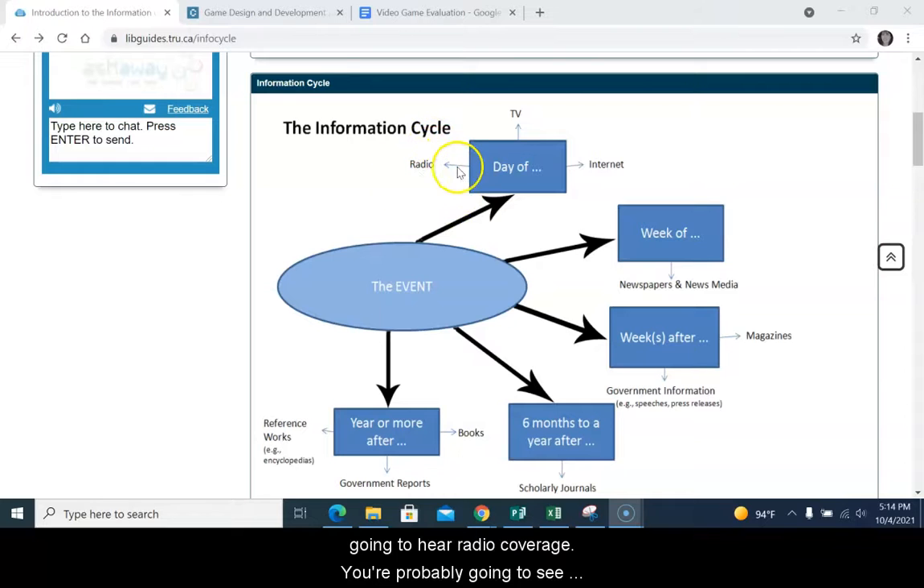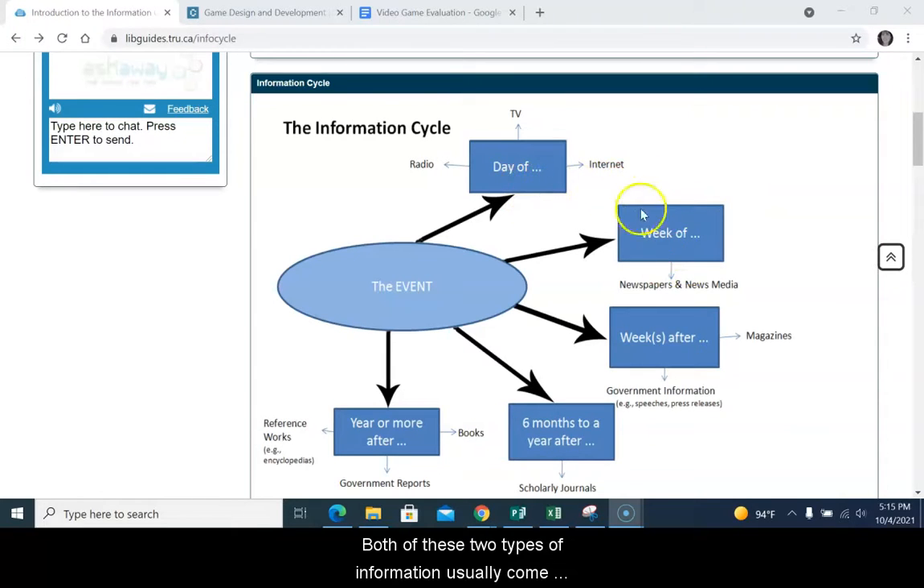But you're going to hear radio coverage, you're probably going to see TV coverage, and there will be updates on the internet as the event unfolds and as more is learned about the event. It's very instantaneous coverage, and things are not deeply analyzed at this point. As the week progresses, you're going to get more newspaper and news media coverage of the event. These are going to be more detailed and more organized instances of information. They're going to begin to explain why an event occurred and have more names of the people involved and potential motivations and things like that.